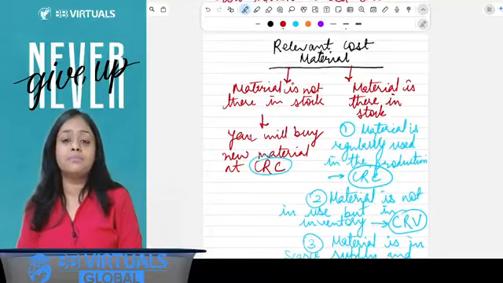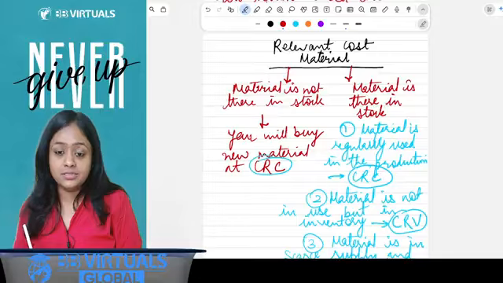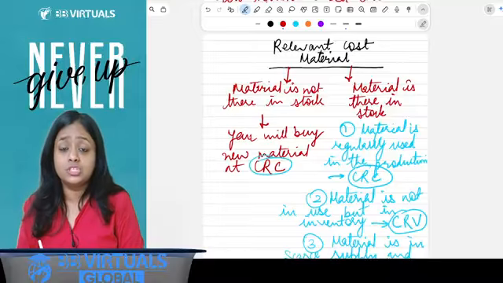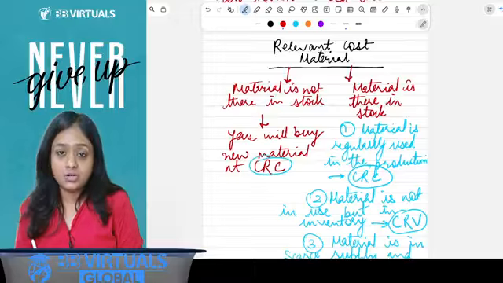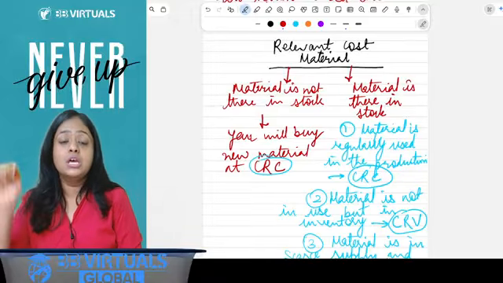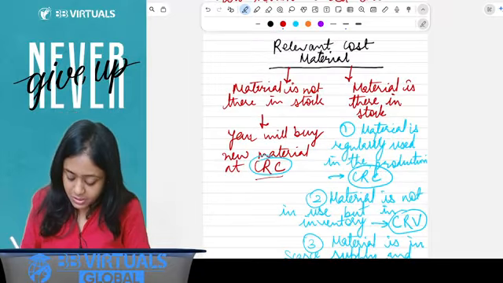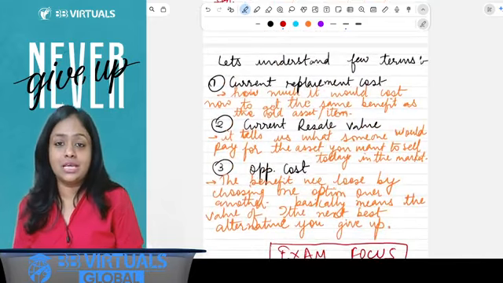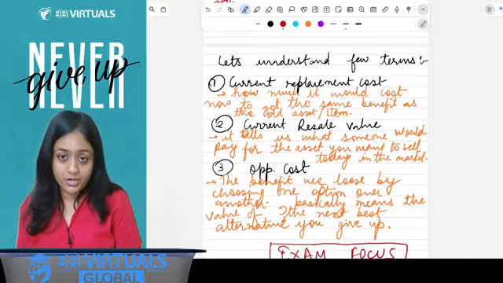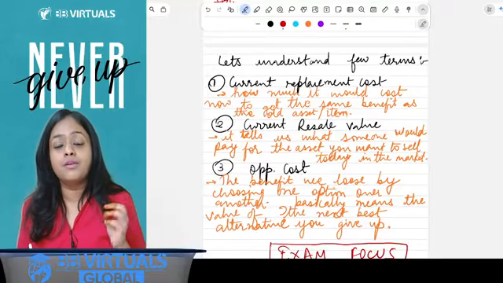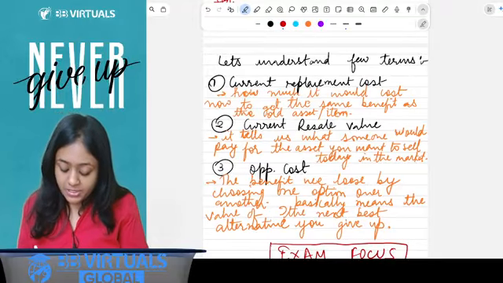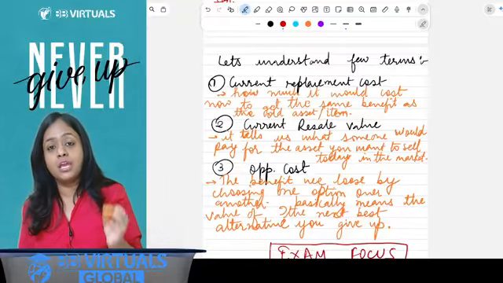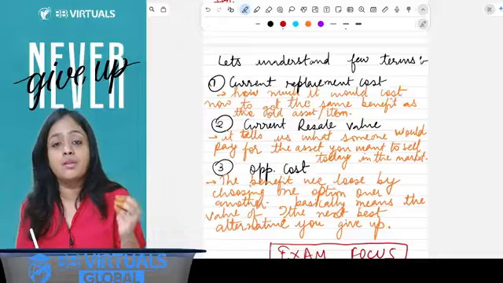Now let's have a quick summary of the relevant cost for materials. For materials, the relevant cost will depend upon whether the material is in stock or not in stock. When the material is not in stock, you have to buy that material from the market. So the relevant cost is the current replacement cost, CRC. Here I'll quickly make you understand these three terms before I take up more pointers. Current replacement cost is simply your current market value. That means how much it would cost now to get the same benefit as this asset. So the current market value of this equivalent item is your current replacement cost.